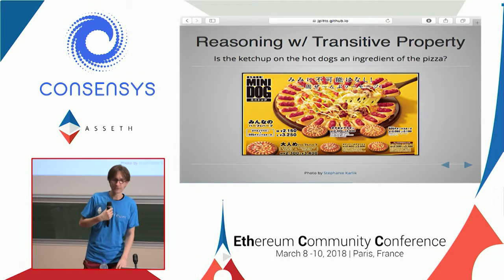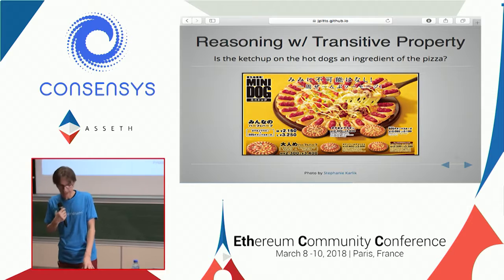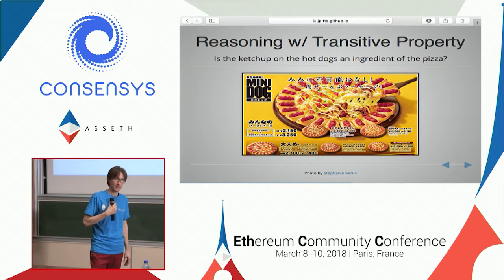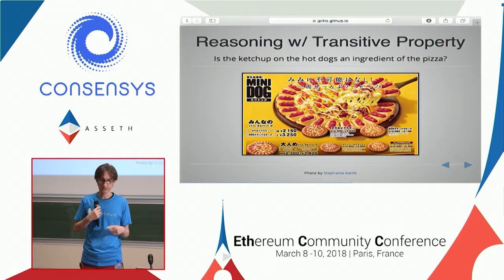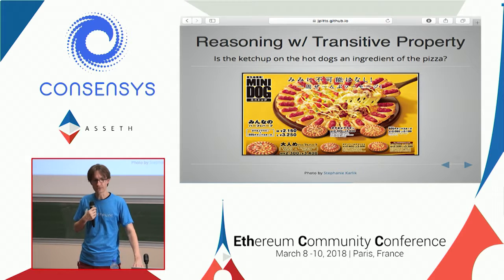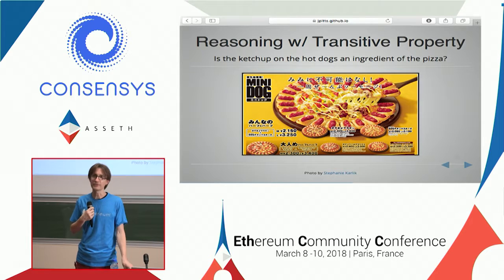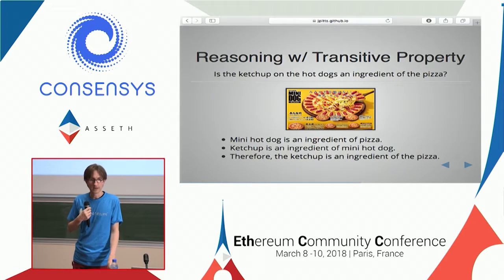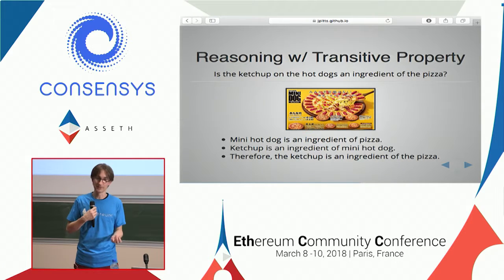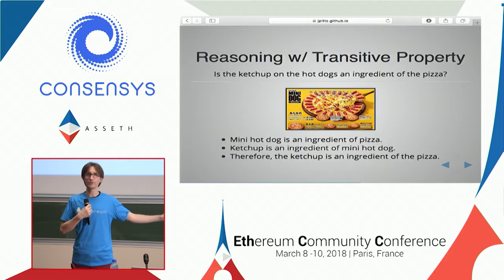And so, reasoning with the transitive property. This is a kind of pizza that's fun in Asia. In Taiwan and Japan, they have these pizzas, and it's crazy. The crust actually has little hot dogs, and there's little ketchups on top of the hot dogs. I can't believe people would eat this thing, but it's a really good example of a transitive property. Is the ketchup on the hot dogs an ingredient of the pizza? If you'd like to compute that, if you'd like to prove that, the semantic web makes it possible. And of course, you go through the reasoning, and yes, you can prove that this strange pizza is still a pizza. It's a pizza, even though it's got hot dogs and ketchup, and the ketchup is an ingredient of the whole pizza because of that.